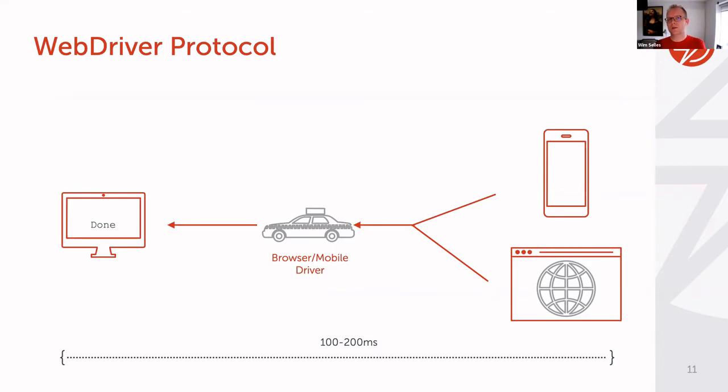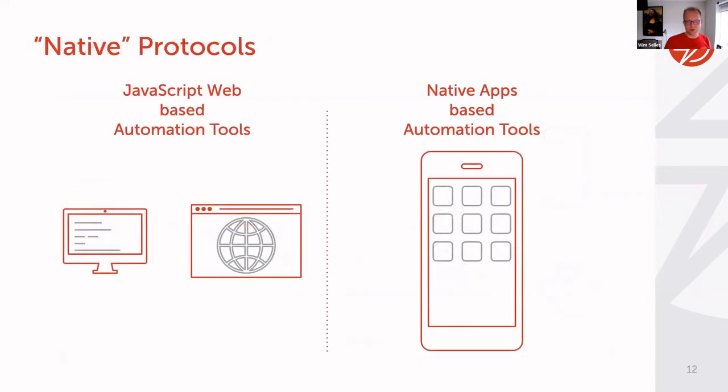But now let's also take a look at those native protocols. What do we mean with that? Well, let's first start with the left part, the JavaScript web-based automation tools. Take for example Cypress, TestCafe, Playwright, or Puppeteer. You create your script and they communicate with the browser. But the difference in comparison to the WebDriver protocol is that they can interact directly with the browser. They do that with, for example, an iframe, as you would see with Cypress, with a proxy, which is done by TestCafe, or by using some browser APIs, which is done by Playwright.